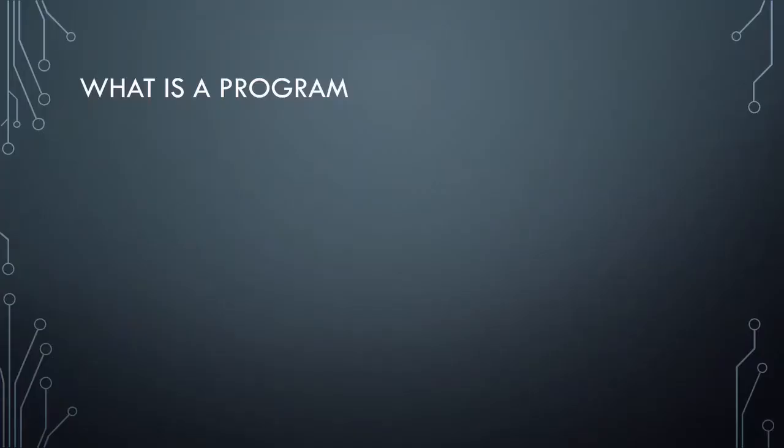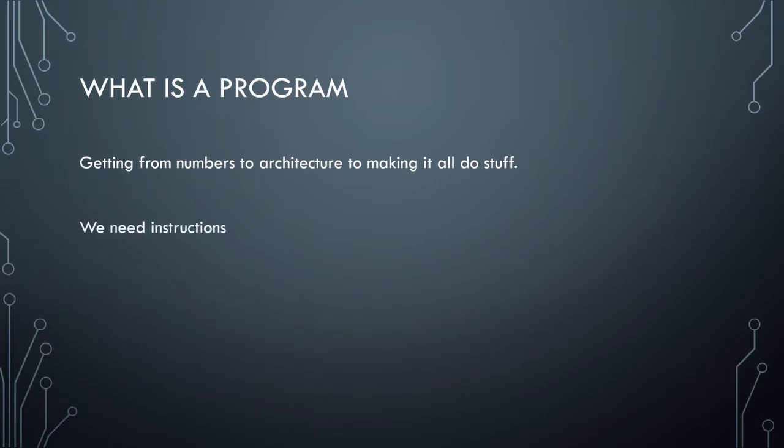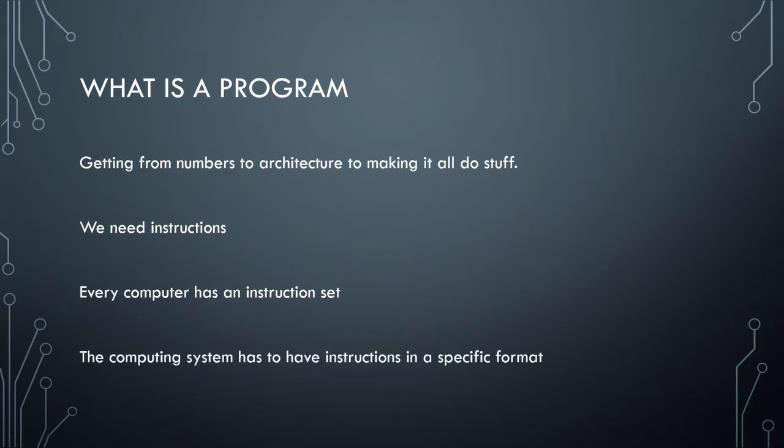So our first question may or may not be obvious, but it is, what is a program? A program is getting the numbers and architecture to do things. We've learned about the binary and hexadecimal number systems, and we've reviewed some architecture of microprocessors and microcontrollers, but to make all of this work, we need instructions. And you'll find that every computer has a specific instruction set, and different computing systems require different formats of instructions. So we'll take a look at the different formats that instructions can be in, otherwise known as programming languages.